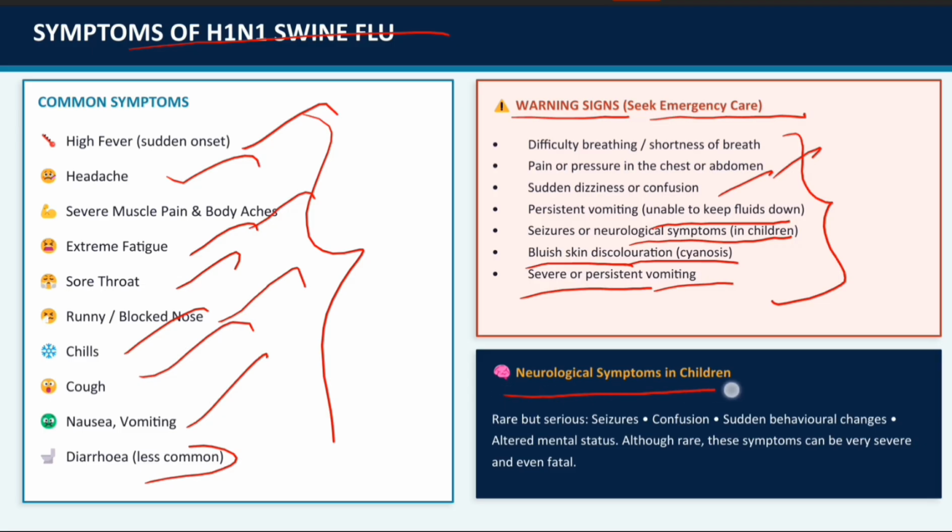The neurological symptoms in children are rare but serious: seizures, confusion, sudden behavioral changes, altered mental status. Although they are rare, these symptoms can be very severe and even fatal.